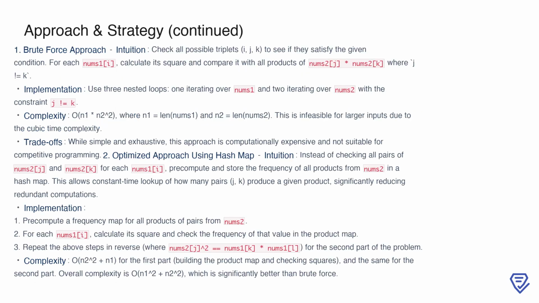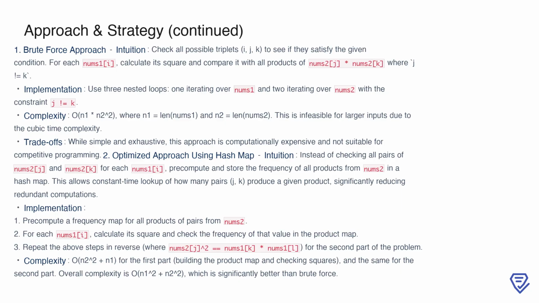One approach to solving this problem is the brute force method. The intuition behind this approach is straightforward. For each number in the first array, calculate its square and then compare it against the product of every possible pair of numbers in the second array, ensuring that the indices of the pair are distinct.